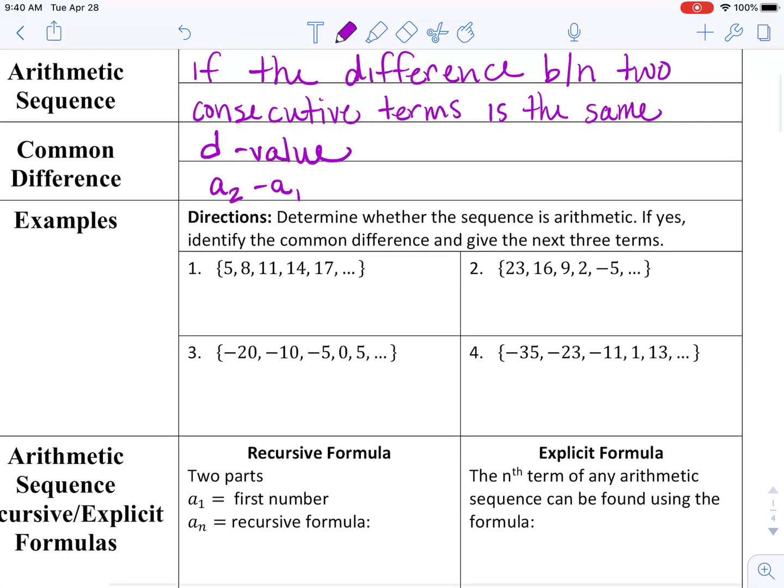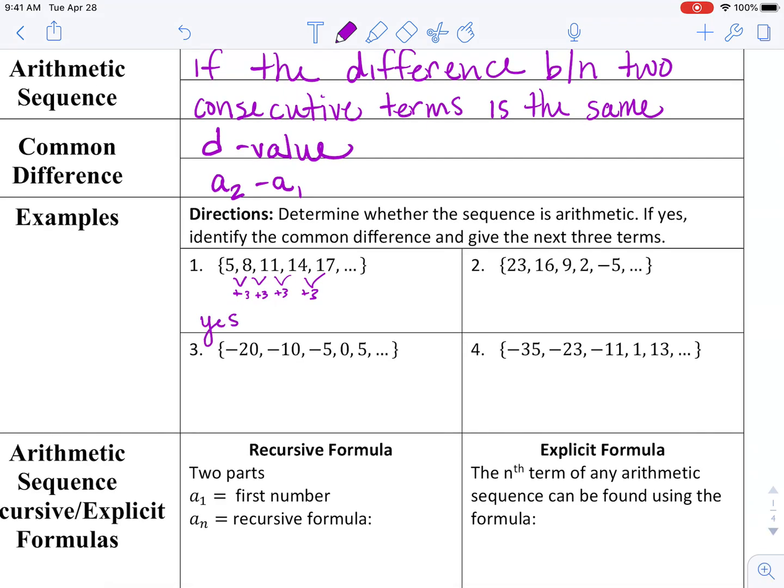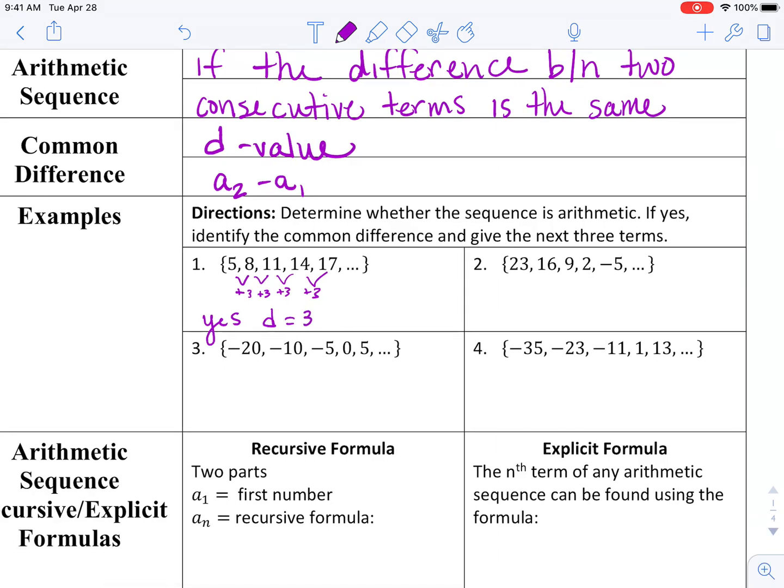So let's look at 4 problems here and identify if, yes, it looks like it's arithmetic or not. And if it is arithmetic, then let's identify that common difference, that D value. So in the first problem, again, you can do this one of 2 ways. You can either look from term to term, and sometimes it's really easy, for example, in this one, to see that you are adding 3 as you move from term to term. So yes, this is arithmetic. That common difference is that value of 3.